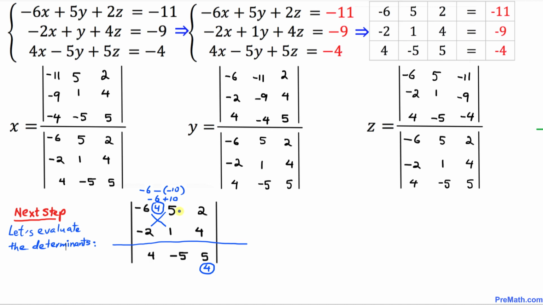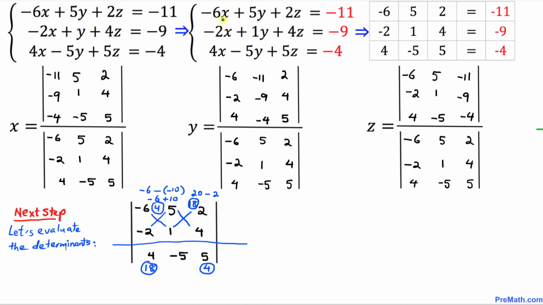Let's repeat this process with the next two columns, crisscross. 4 times 5 is 20, and then we put a minus sign. 2 times 1 is 2. 20 minus 2 is 18. So 18 is going to go in this opposite side.